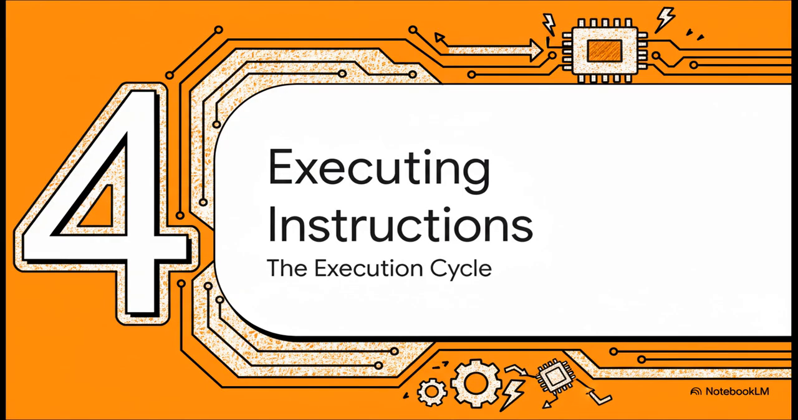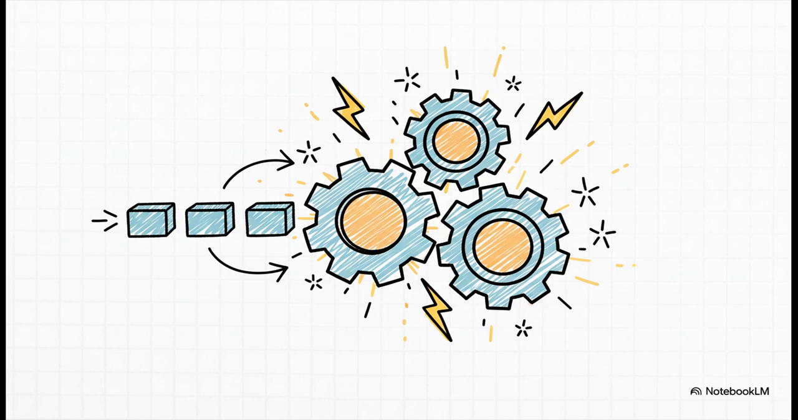Okay, quick recap. Our CPU has fetched the command, it's decoded it, it knows what to do and what data to use. The prep work is done. Now, we shift into the second half of the cycle, where the magic really happens, the execution cycle. This is it, the moment of truth, the execute step. This is where the command is actually carried out.